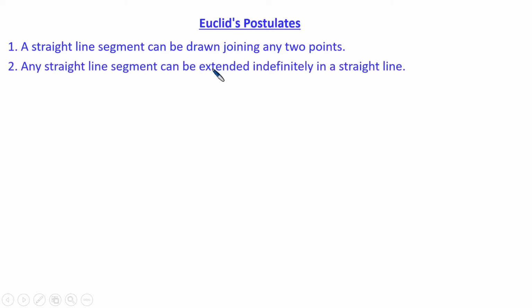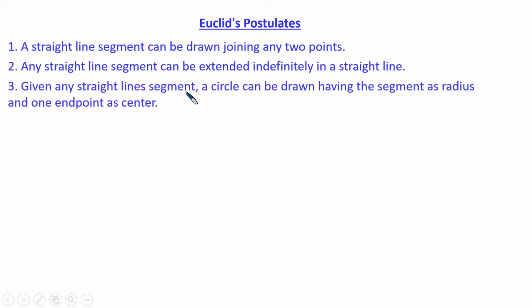Second, any straight line segment can be extended indefinitely in a straight line. So if you have a straight line, you can extend it indefinitely. Then given any straight line segment AB, a circle can be drawn having the segment as a radius and one endpoint as a center. So if you have a segment AB, I keep A fixed and revolve around the center A. So the endpoint A is now a center. If I revolve around A, keeping AB fixed, you get a circle.